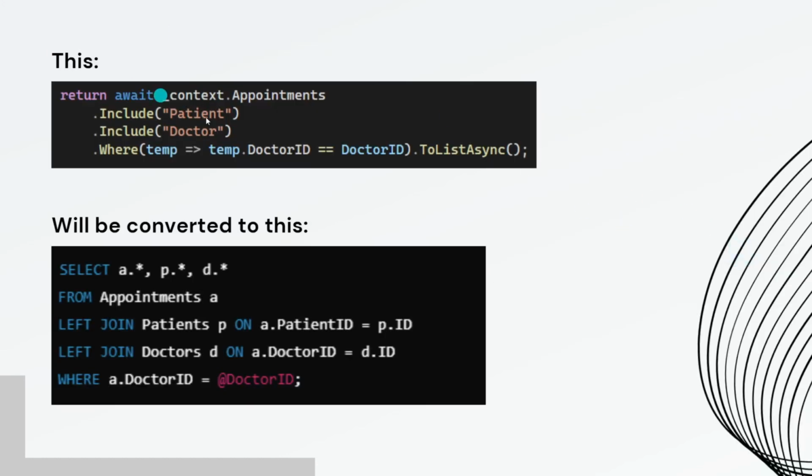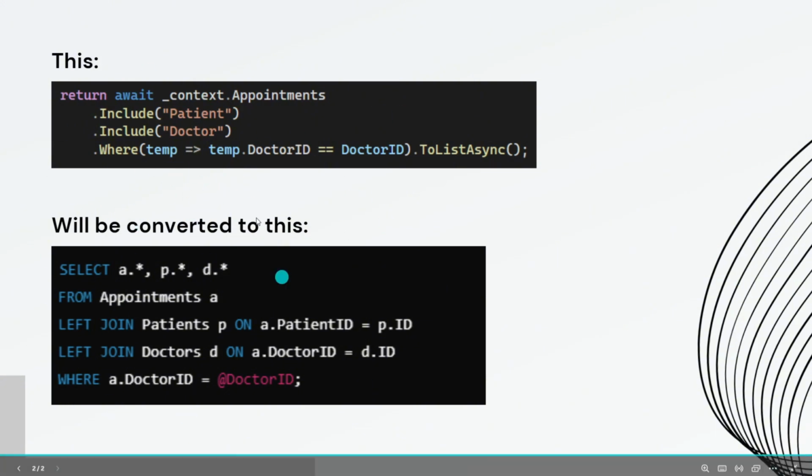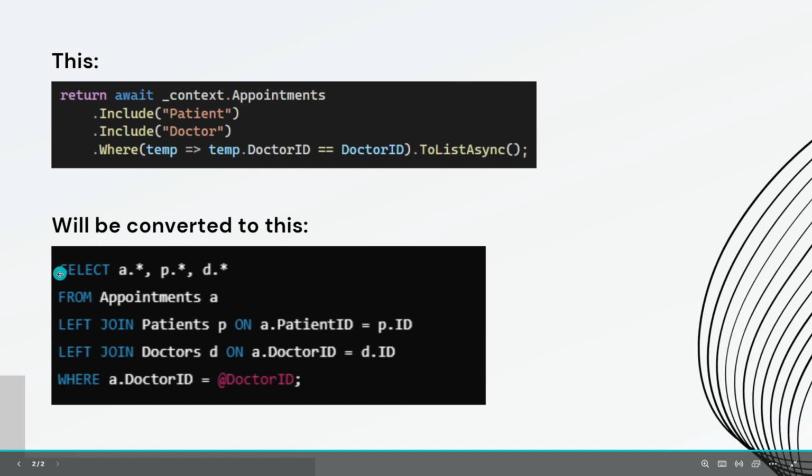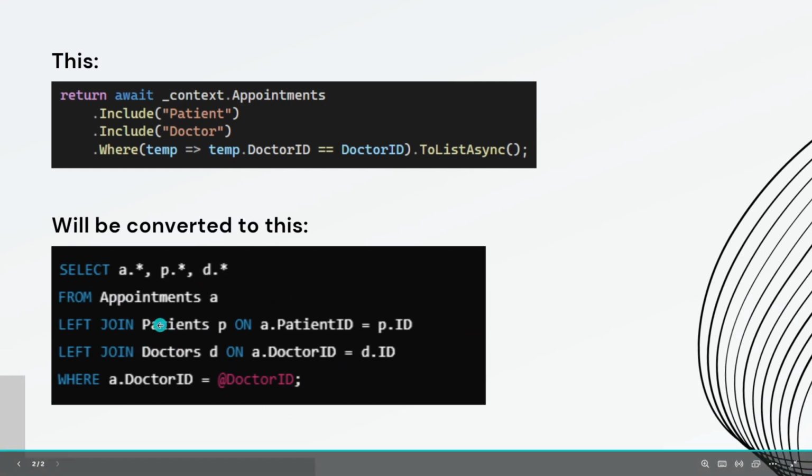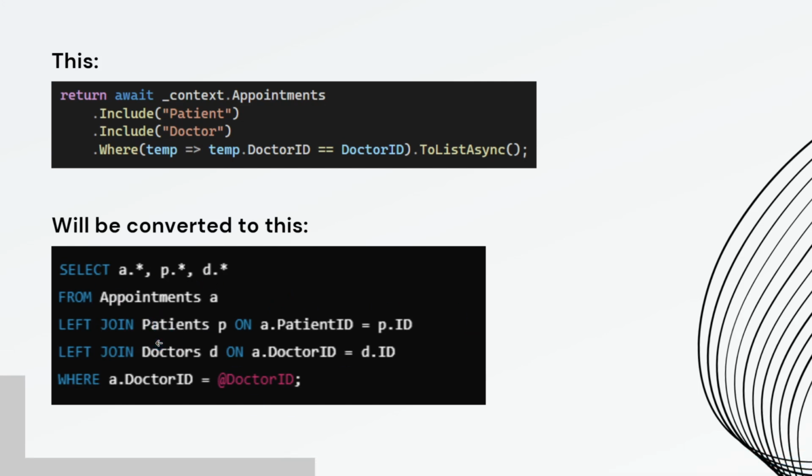If you write a LINQ for Entity Framework to get, like in this example, the appointments, you'll just have to write something like this. It's just a normal LINQ that you know already on C#, with this Include to include the other objects. In SQL, it will be converted to this: select with inner joins, in this case left joins, and a where clause. But this is just an example.